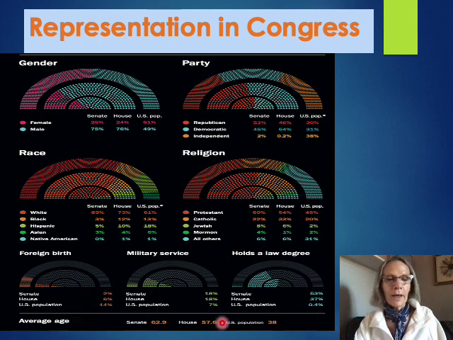Then there's military service and law degrees. Very many people in Congress have law degrees, which is not surprising. More people have served in the military in Congress than in the general population, but there's some parity there. And people who serve in Congress, not surprisingly, are older than the general population, but that's because there are age requirements: you have to be 25 to serve in the House, and 30 to serve in the Senate. So this gives you an overview of the demographic breakdown of Congress as compared to the general population of the United States.